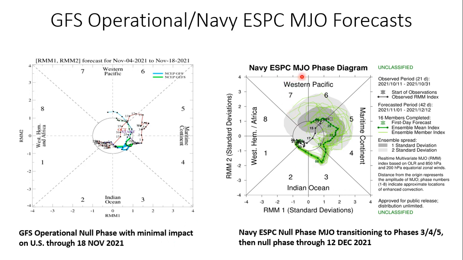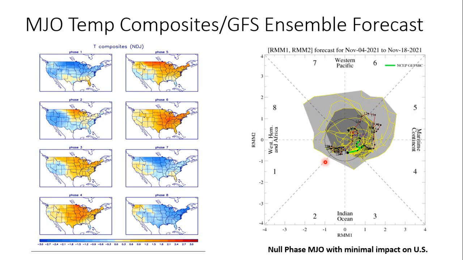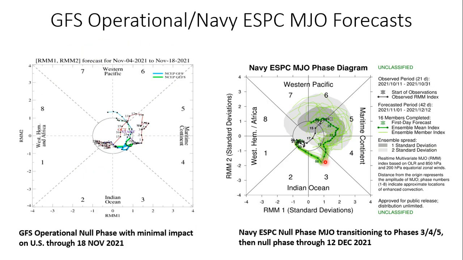We look at the Navy ESPC MJO phase diagram. Now we're looking at the ensemble mean, this green line. A little bit of a difference, right, between the GEFS, the GFS ensemble forecasting system, the GFS operational, and this Navy ESPC MJO phase diagram.